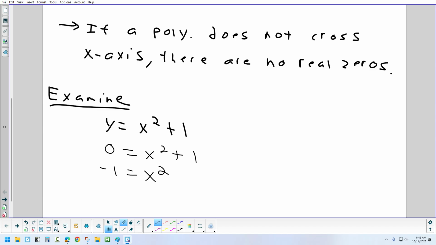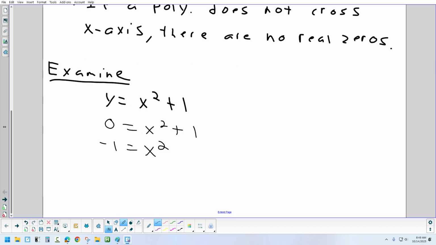Bring the 1 to the other side. And how would we get rid of that exponent of 2? Square root. Right, we take the square root on both sides. So we get the square root of negative 1 equals x. And does anybody remember what that actually is? The square root of negative 1 is, we have a symbol for it. Yeah, i.